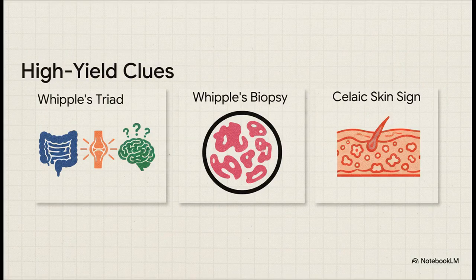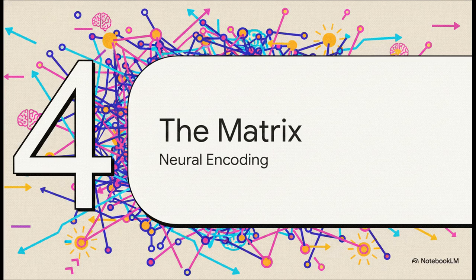And hey, while we're on the topic, let's drop in a few more super high-yield clues for your exams. For Whipple's disease, you gotta know the classic triad: diarrhea, joint pain, and dementia. And the absolute giveaway on biopsy? Those periodic acid Schiff or PAS positive pink macrophages. Can't miss them. And for celiac, be on the lookout for a key skin sign, that super itchy rash called dermatitis herpetiformis.